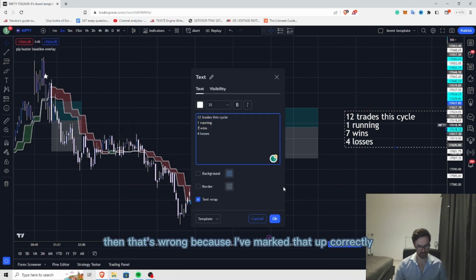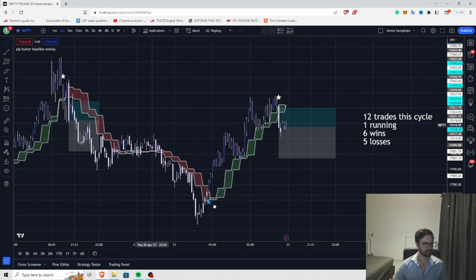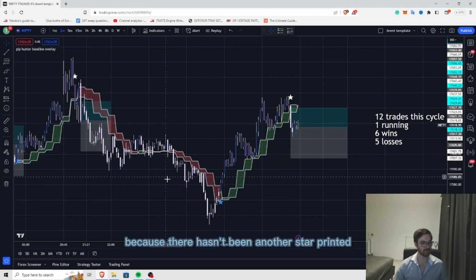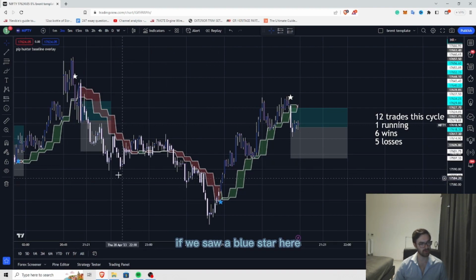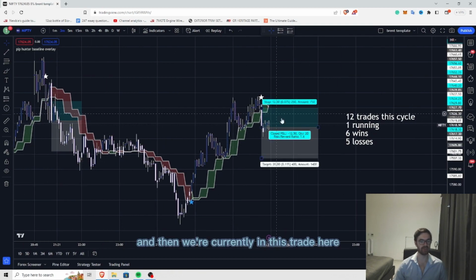Then that's wrong, because I've marked that up correctly. Then you don't get to take this because there hasn't been another star printed. If we saw a blue star here and then another white star here, then you could have taken this one. And then we're currently in this trade here.